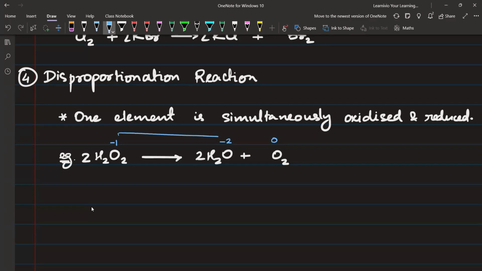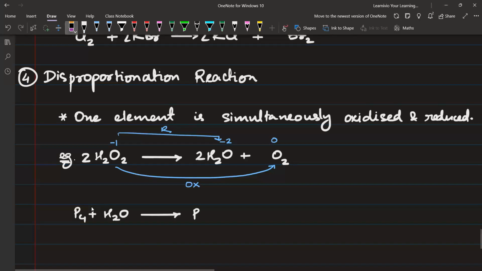So if I look at oxygen here, what has happened? It has reduced. If I look at oxygen here, it has been oxidized. So oxygen's own reduction, oxygen's own oxidation. So these types of reactions are known as disproportionation reactions. Now, for example, you can have even more. You have P4 plus, let me write H2O. It gives you PH3. Balancing will be a bit difficult, but let us suppose you can write it like this.